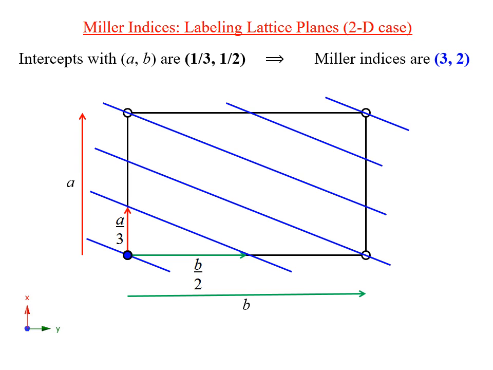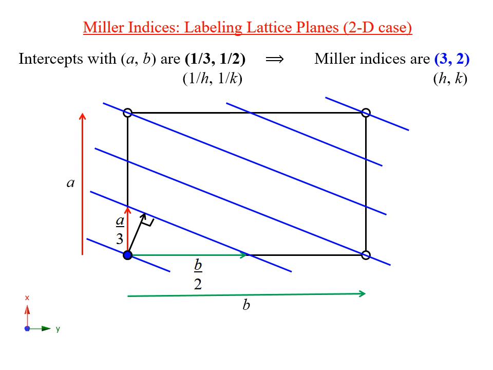In order to label the plane, we give it its Miller indices, and those Miller indices are just the reciprocals of the intercepts. So 1/3, 1/2 becomes 3, 2. So this set of planes have indices in 2 dimensions, 3, 2. Generically, we say that the intercepts are 1 over h and 1 over k, and the Miller indices are then h and k. And in 3 dimensions, this becomes hkl.